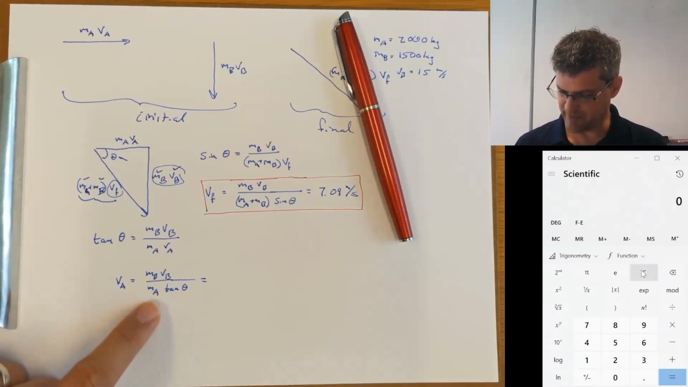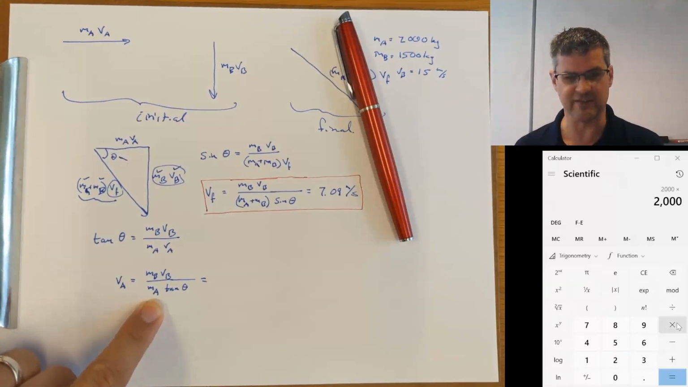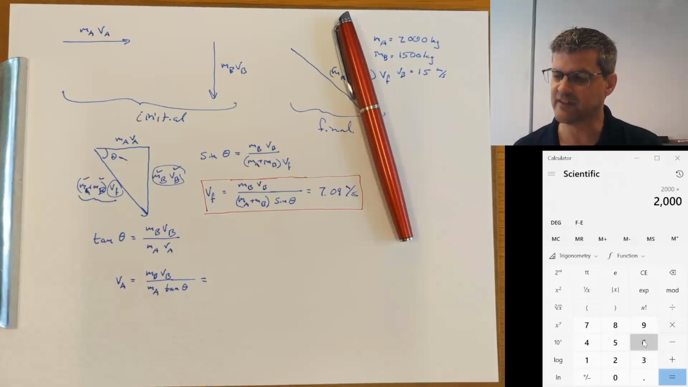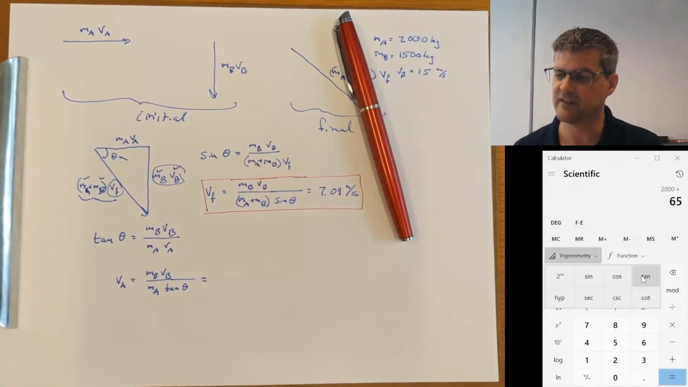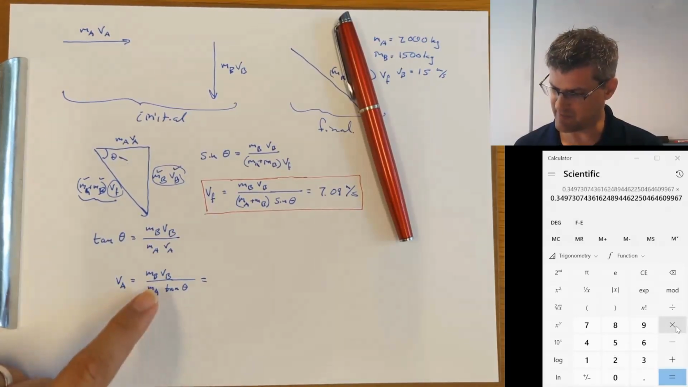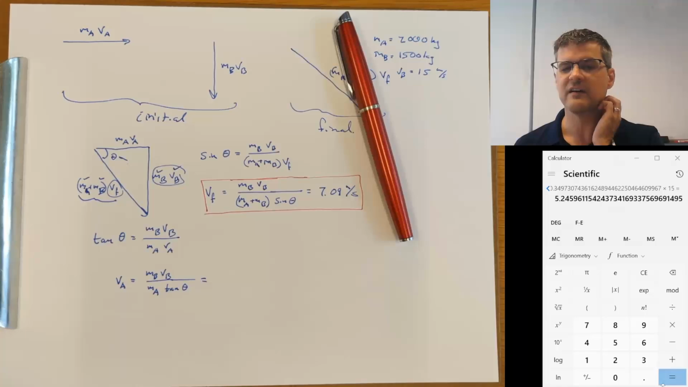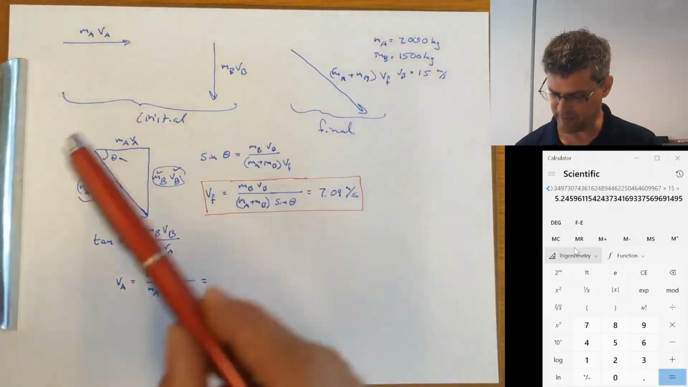Let's do the denominator first. So mass of A, which is 2,000, times the tangent of 65 degrees. Put that in the denominator, times the mass of B, which is 1,500 kilograms, times the initial speed of B, which was 15. So this is 5.24.